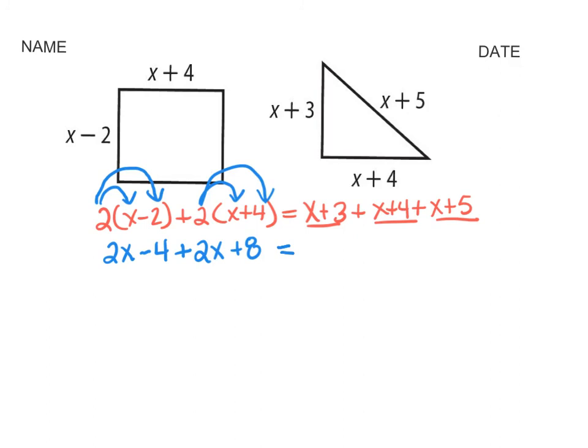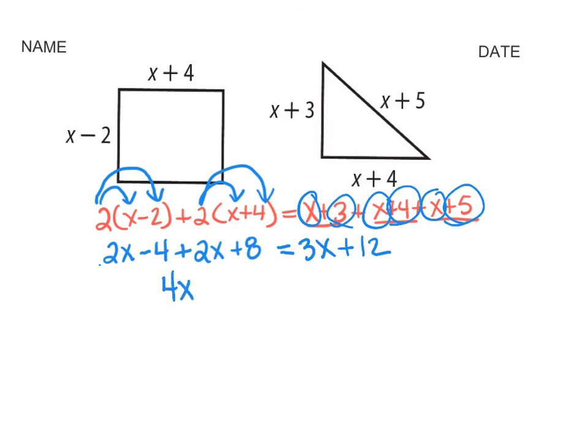Now I'm to the right side of my equation, which I need you to pay attention to because we haven't done anything like this. I have x, x, and x, and there's a plus sign in between. So x plus x plus x is what? 3x. 3 plus 4 plus 5 is 12. Look, I'm already kind of simplified over here. Okay, we've got one more step. I can combine like terms over here. What terms can I combine? 2x and 2x. So 2x plus 2x is 4x. Negative 4 plus 8 is positive 4, equals 3x plus 12.